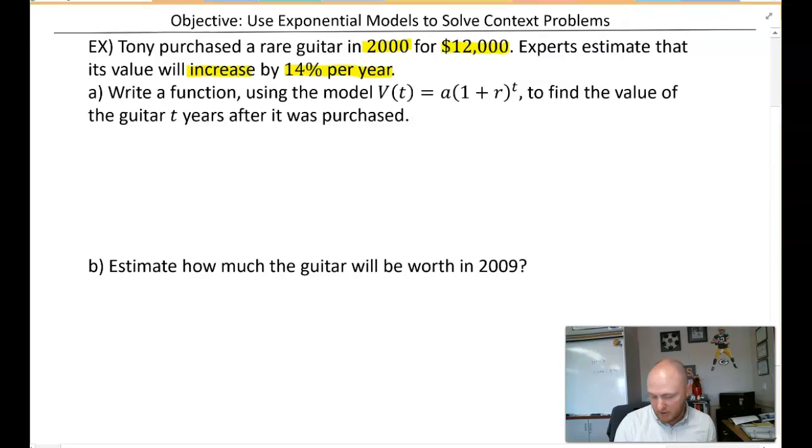And they tell us that here in part A. It says write a function using the model v of t is equal to a times 1 plus r to the power of t to find the value of the guitar t years after it was purchased. Okay, so let's look at the information they gave us. Tony purchased it for $12,000. That's his initial investment. A is $12,000.